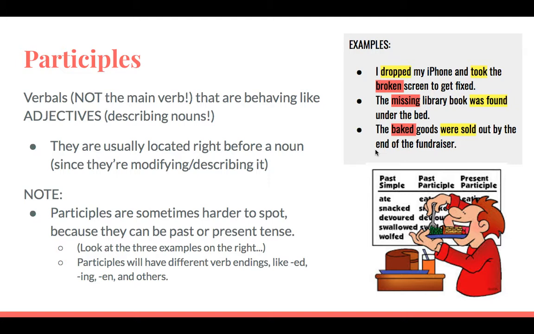Let's look at the third one. The baked goods were sold out by the end of the fundraiser. Again, we have baked and we have were sold. And again, we have to look at baked. Baked is not an action because there's no subject here. And if I look right after it, I see the noun goods. It looks like baked is describing the noun goods. Were sold, again in the passive voice, is the helping verb were followed by the action verb sold. So that is actually the main verb of the sentence, and baked is the participle acting as an adjective.